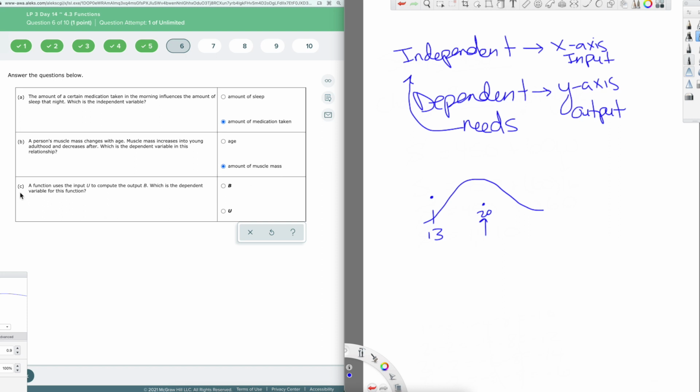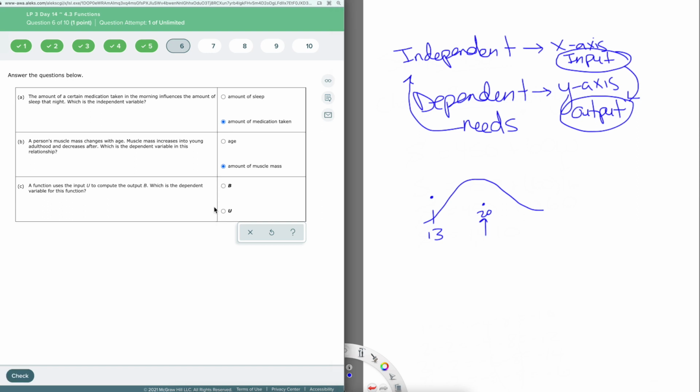All right, a function uses the input u to compare the output b, which is the dependent variable for this function. We talked directly about input and output up here. So the input, what we change, is going to be our independent variable. And what we output, what we get from the input, is going to be our dependent variable. So if we're looking for dependent, we're looking for output. So that would be B. Check.